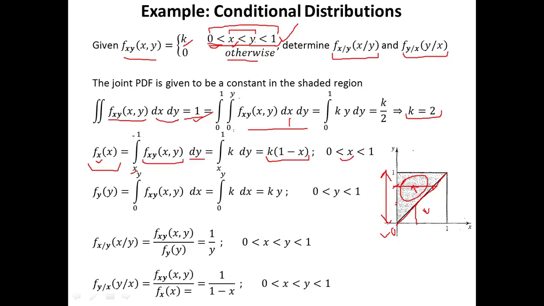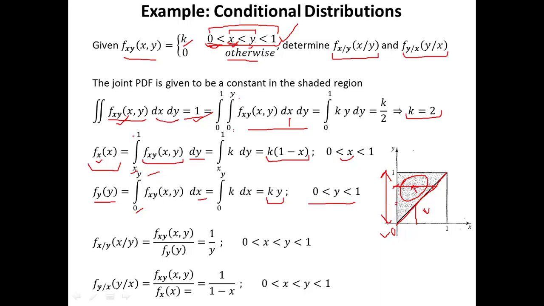Similarly, if one wishes to find the density of random variable y, we need to integrate this joint density function with respect to x to remove the x dependency. Since we are integrating with respect to x, the limit of integration is from 0 to y. If we integrate it from 0 to y, you will get the final expression equal to ky, and this is again valid for y ranging from 0 to 1.